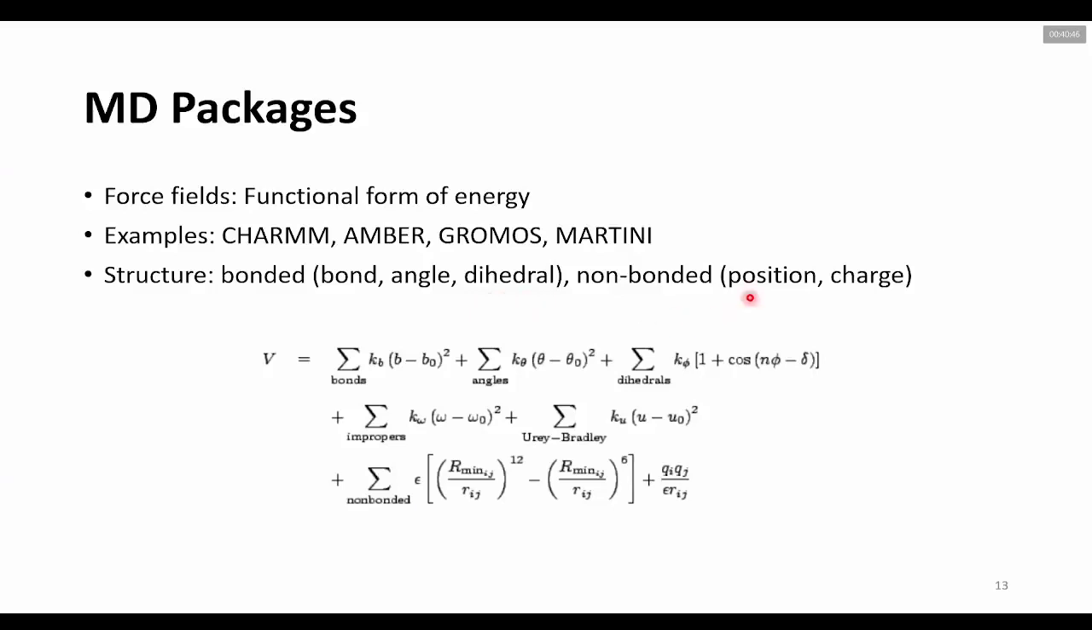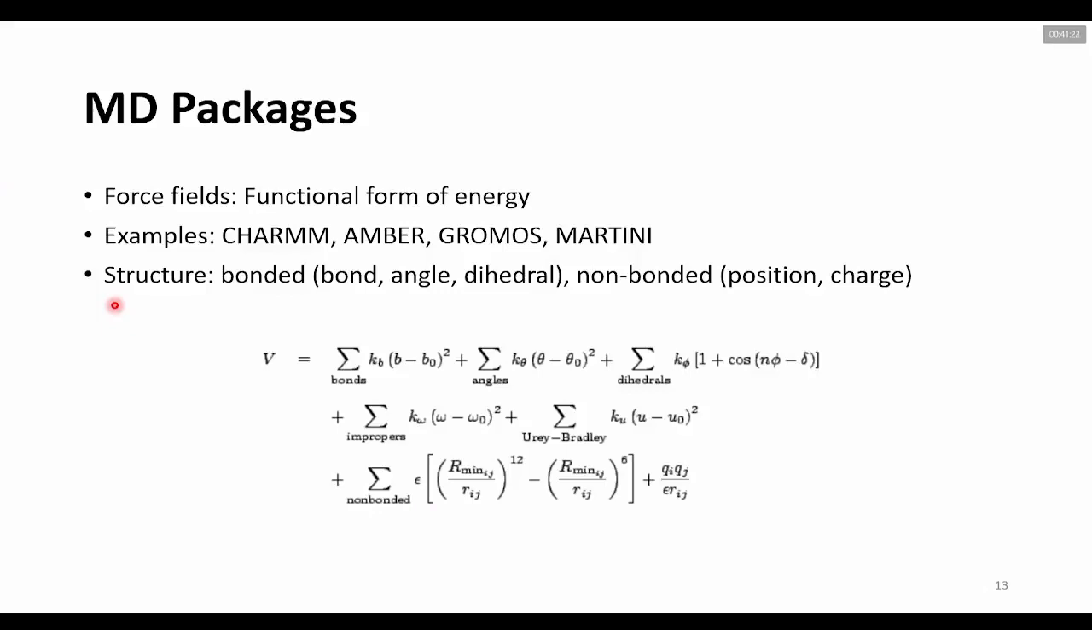There are also non-bonded parameters. They have also some other properties, like where they're situated. Are they close enough to form an attraction or repulsion? And what charge do they have? Positive, negative, or neutral? So in a protein structure, when you are preparing it for an MD simulation, you have to define these kinds of things in terms of a functional form. That functional form of energy is called a force field.